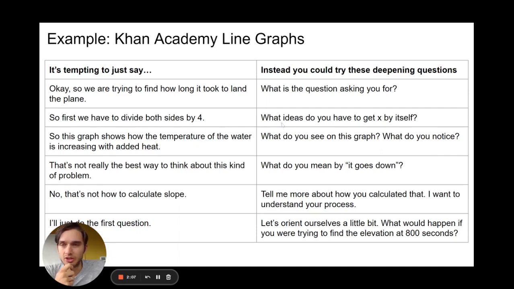And these other ones are good examples. That's not really the best way to think about this kind of problem. Let's talk about that one. It's easy to see how they're processing through a problem and to say, that's going to lead them down a trail that just doesn't help. But you're missing out on an opportunity to mine what they're thinking about, what they're noticing. So instead of labeling something, you could ask a deepening question like, what do you mean by it goes down? What is going down?